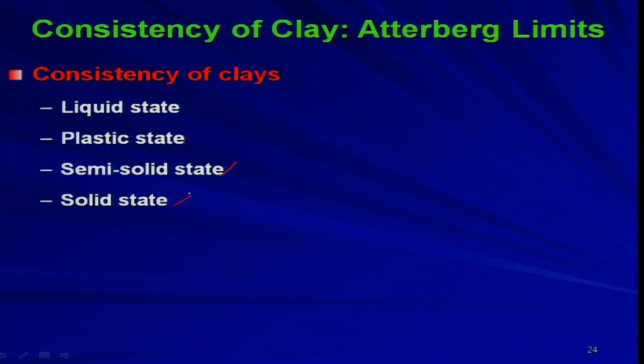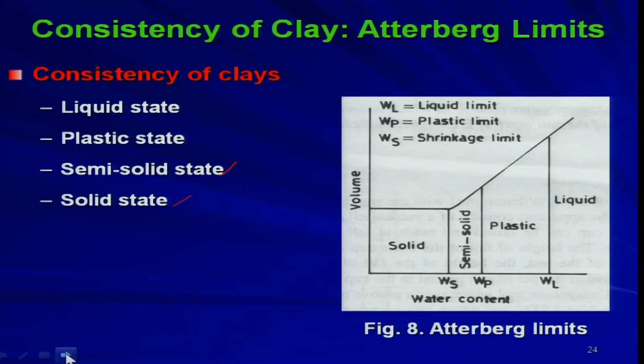So, if you vary the water content or the moisture content of the clay soil, then you will get 4 different states, and those states are associated with the consistency of clays. Now, how do you define these 4 states? First one is the liquid state, plastic state, semi solid state and solid state.